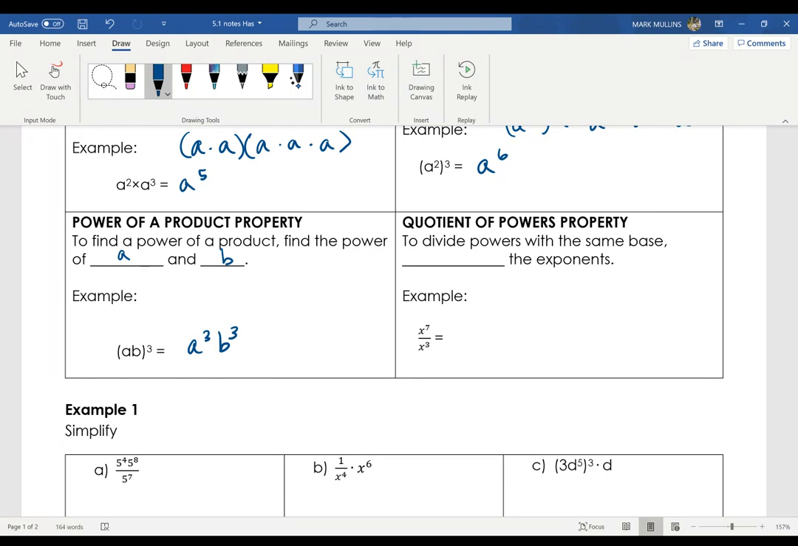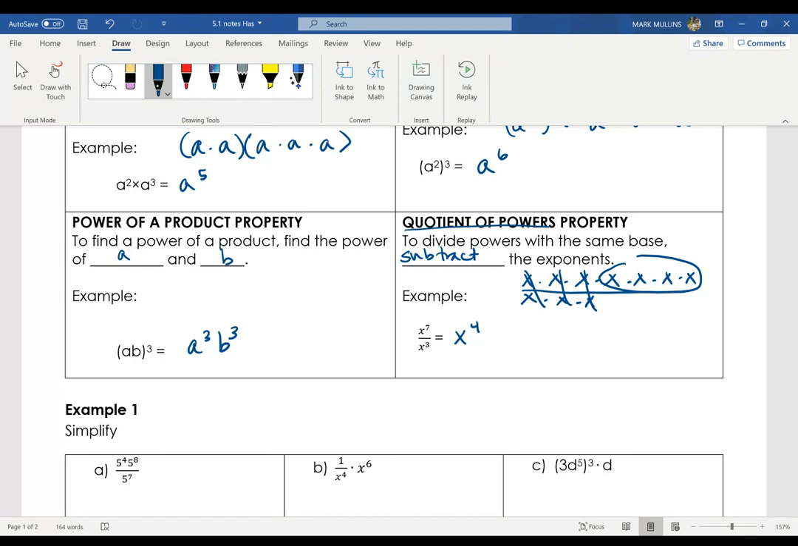To divide powers with the same base, so this is the quotient of powers now, I can subtract the exponents. So if I'm multiplying, I add. If I'm dividing, I subtract. So 7 minus 3 would be x to the 4th power. The way I get this is I have 7 x's in my numerator, 1, 2, 3, 4, 5, 6, 7, and I have 3 in the denominator. When I cancel out common factors, I would be left with 4 factors of x in the numerator, which is x to the 4th power.